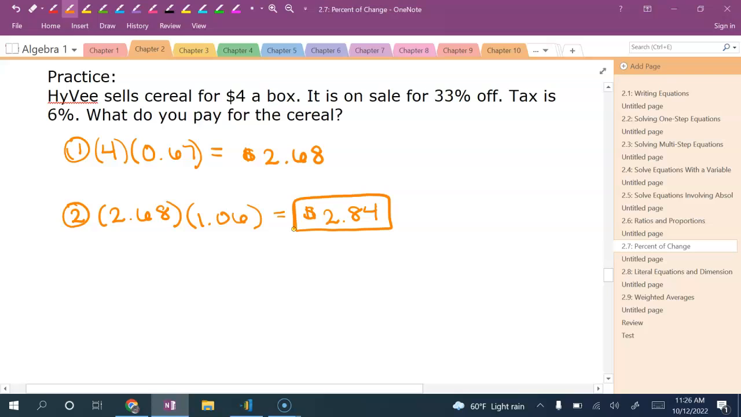Like I said, if you use method 1, that's fine. You should still have gotten $2.84 for your final answer. So it doesn't matter which method you use. You just have to make sure that you're following the steps correctly and appropriately. So going forward, when you guys are doing problems on your own, pick whichever method makes the most sense to you and use that as you're solving your own problems.